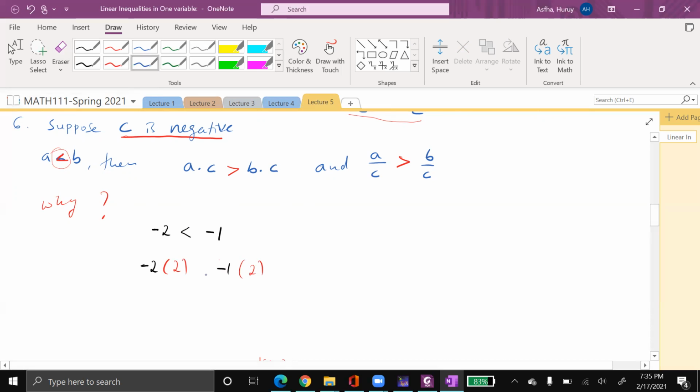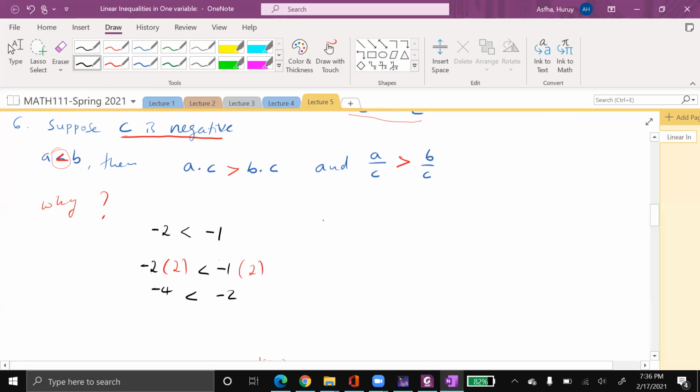Now, what happens to the sign? Okay, before I put the sign, let's do the operation. -2 times 2 is what? Now here, notice 2 is positive. So this is an example for property number 5, and then I will change this 2 to -2. Okay, and we will see what happens. So this is -4, and 1 times 2 is -2, and still this inequality doesn't change.